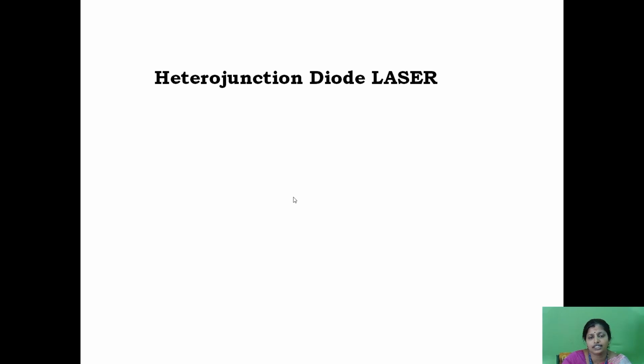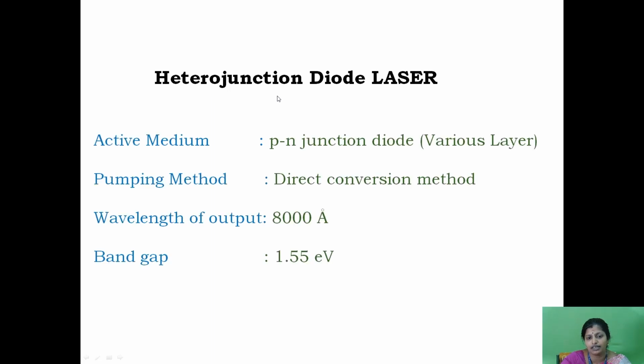Next, the heterojunction diode laser. Hetero means two or more compounds mixed with the pure form of the semiconducting material. Here we consider gallium aluminum arsenide material. Three major characteristics are given. The active medium is a PN junction diode with various layers. The pumping method is direct conversion, the wavelength of the output is 8000 Angstrom, and the band gap value is 1.55 electron volt.